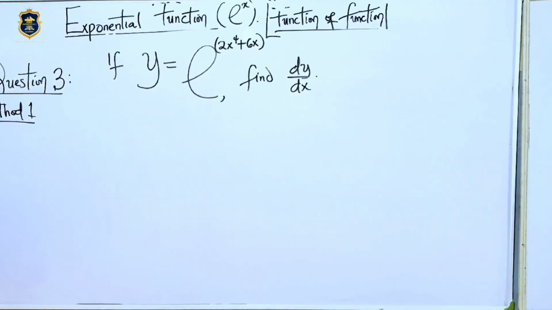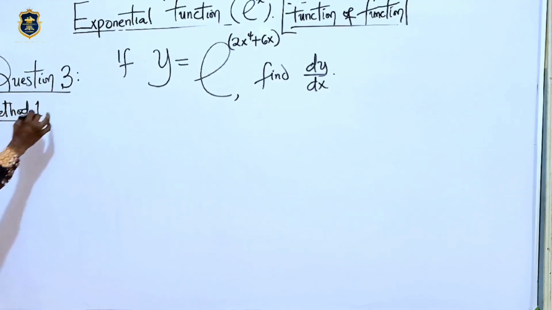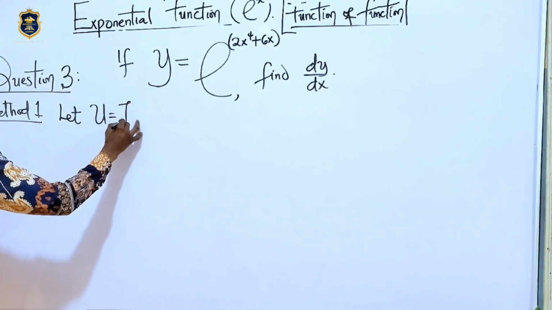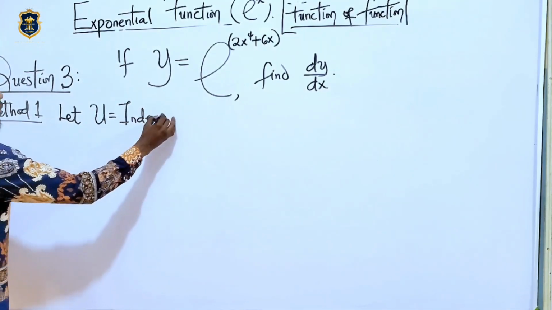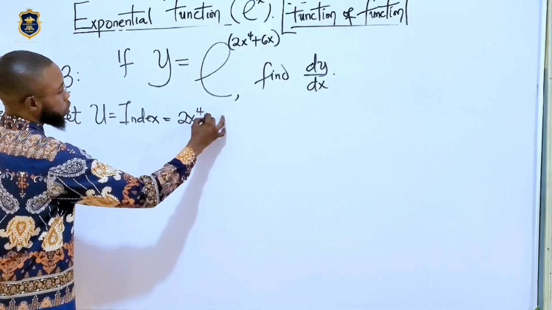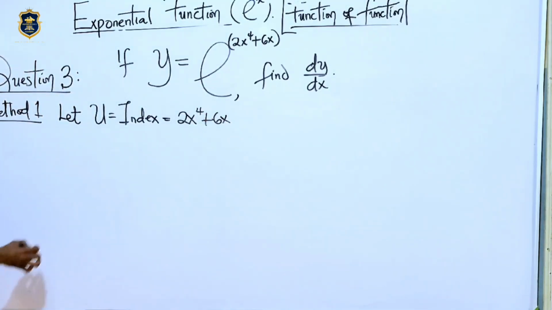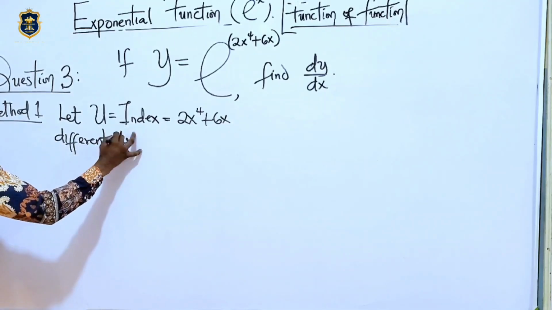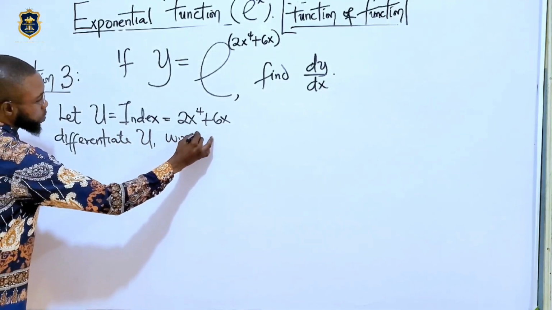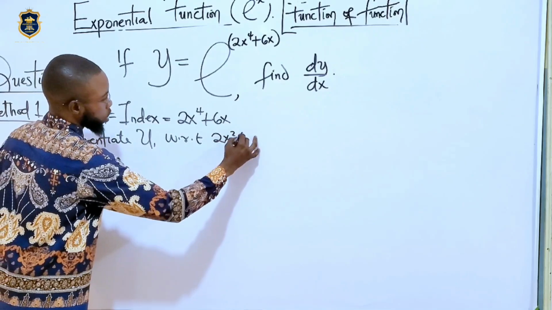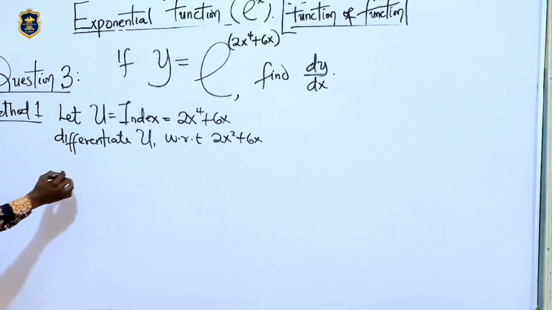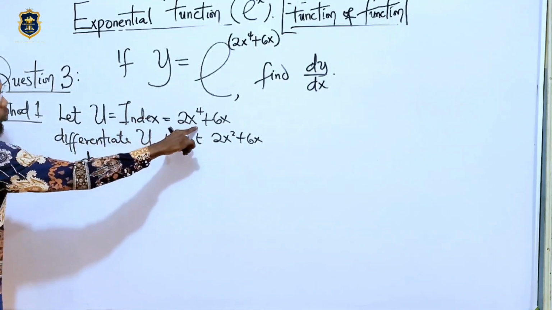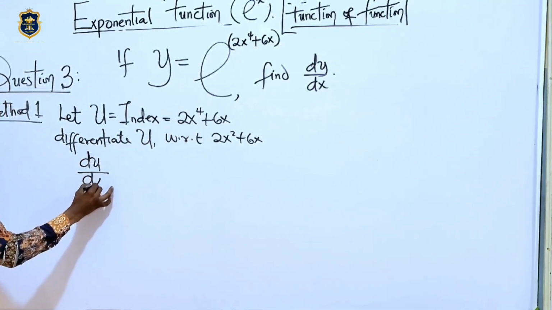Using method 1, we said, first of all, let u, or let any number you choose, let u equal to the index. And what's our index? Our index is 2x raised to the power 4 plus 6x. And then we differentiate u with respect to 2x squared plus 6x. That's the index, right? That way, having replaced, we can now say du over dx will give us what?